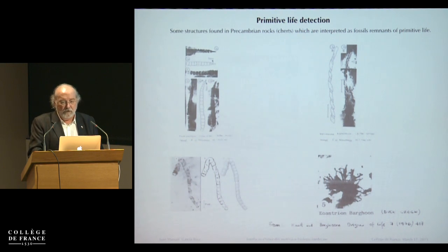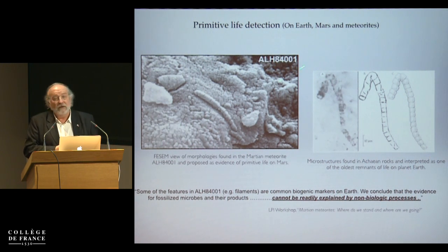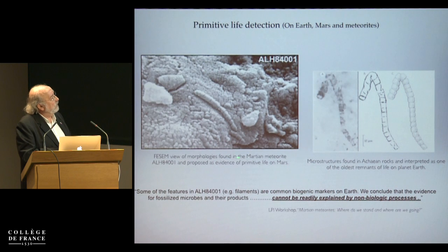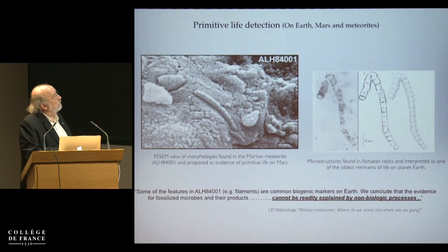Okay, maybe you remember also this famous claim from NASA that they found life in the meteorite, in the Martian meteorite found in Antarctic. So they claimed by five different methodologies, but the most important one was the morphology.